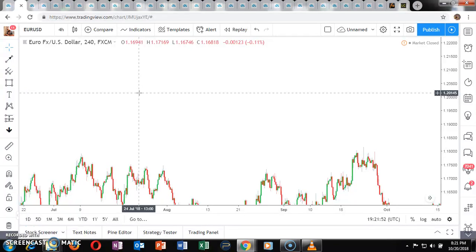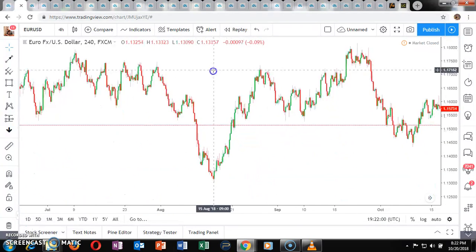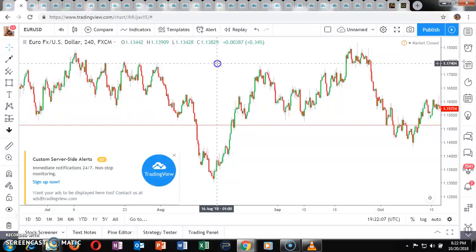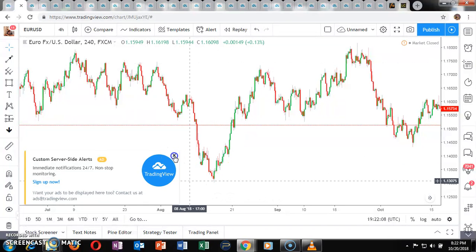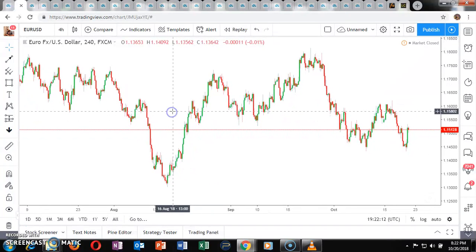Today I want to talk about what we do in Forex. That is buying and selling. In Forex, you can either make money by buying a particular currency pair or by selling that particular currency pair. So I'm just going to mark two points in this chart, which is Euro USD, where you can actually buy or sell and how you can calculate your profits.